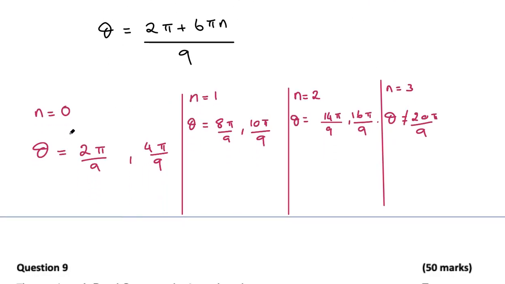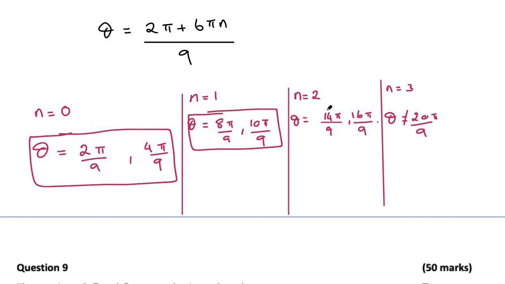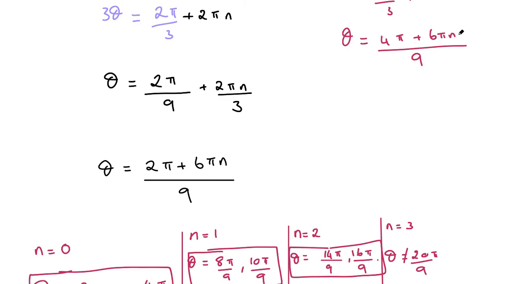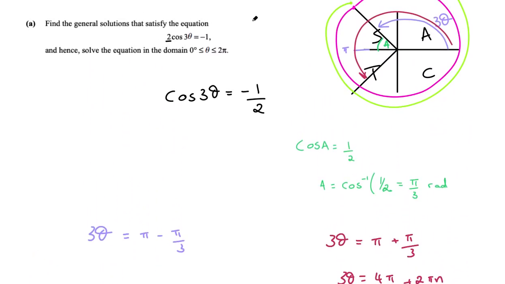So our solutions are theta is equal to 2 pi over 9, 4 pi over 9, 8 pi over 9, 10 pi over 9, 14 pi over 9, and 16 pi over 9. And again, we do not include 20 pi over 9, or we don't even need to sub it into this one, because we know that it's above the 2 pi, which was given as the limit in the question.